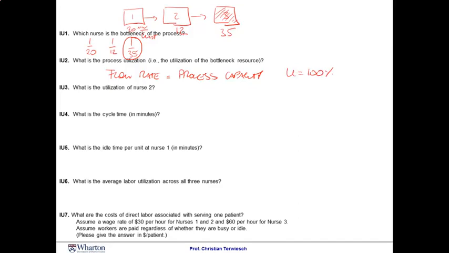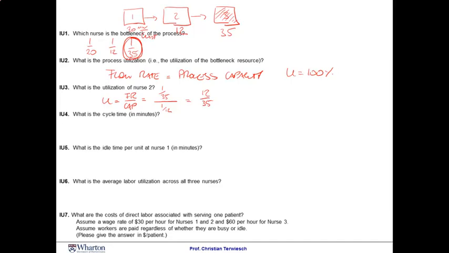This is different if you want to compute the utilization for the nurse at station number 2. For station number 2, we look at the utilization as a ratio between the flow rate and the capacity. The flow rate, we just said, well, look, unlimited demand, we can only get patients through the process at a flow of 1 patient every 35 minutes, and we divide this by the capacity at station 2, which is 1/12 athletes per minute, and that gets me 12 divided by 35.